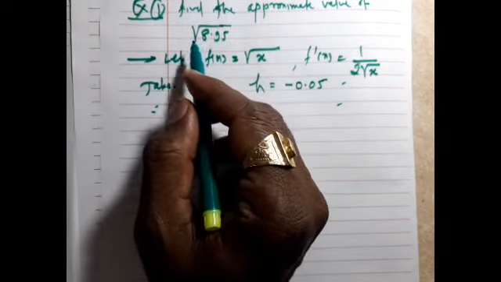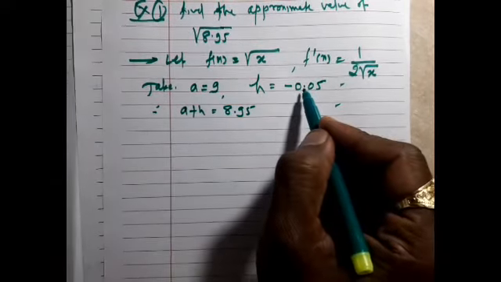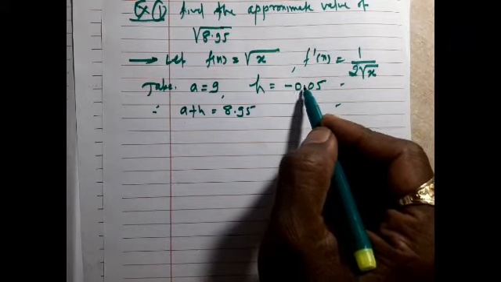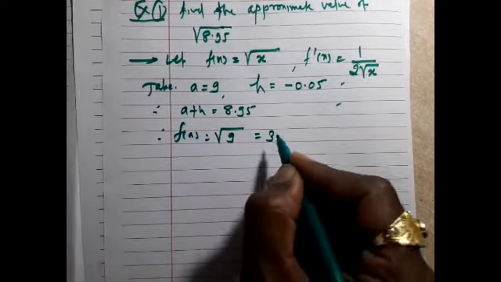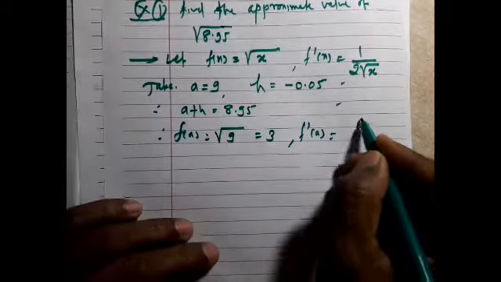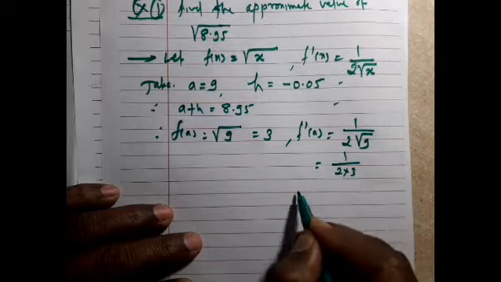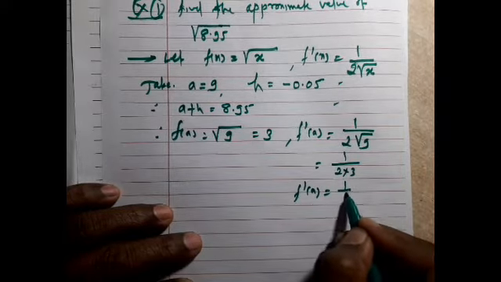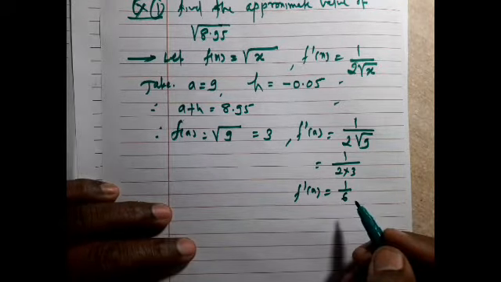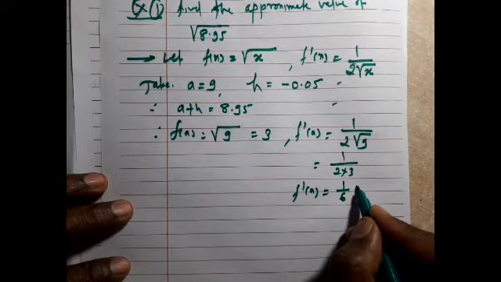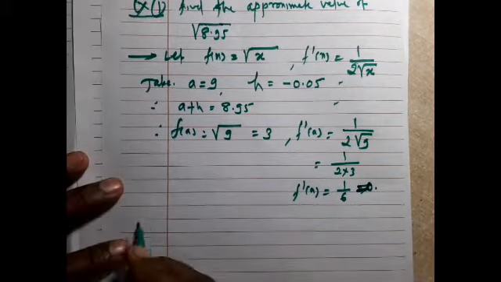So this is your skill, how you take that square root. A very close number nearby 8.95 is 9. So take the perfect square as 9, and the remaining will be h, that is minus 0.05. Therefore, f(a), that is root of 9, is equal to 3, and f dash a is 1 upon 2 root 9, that is 1 upon 2 into 3. So f dash a is 1 upon 6.